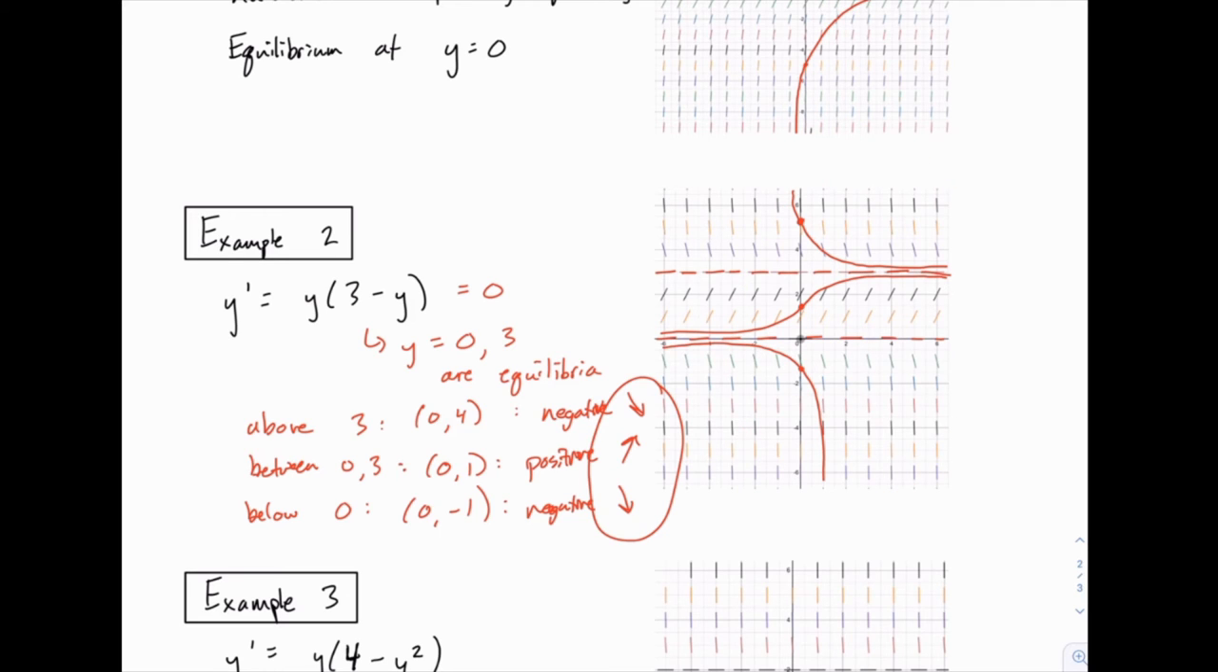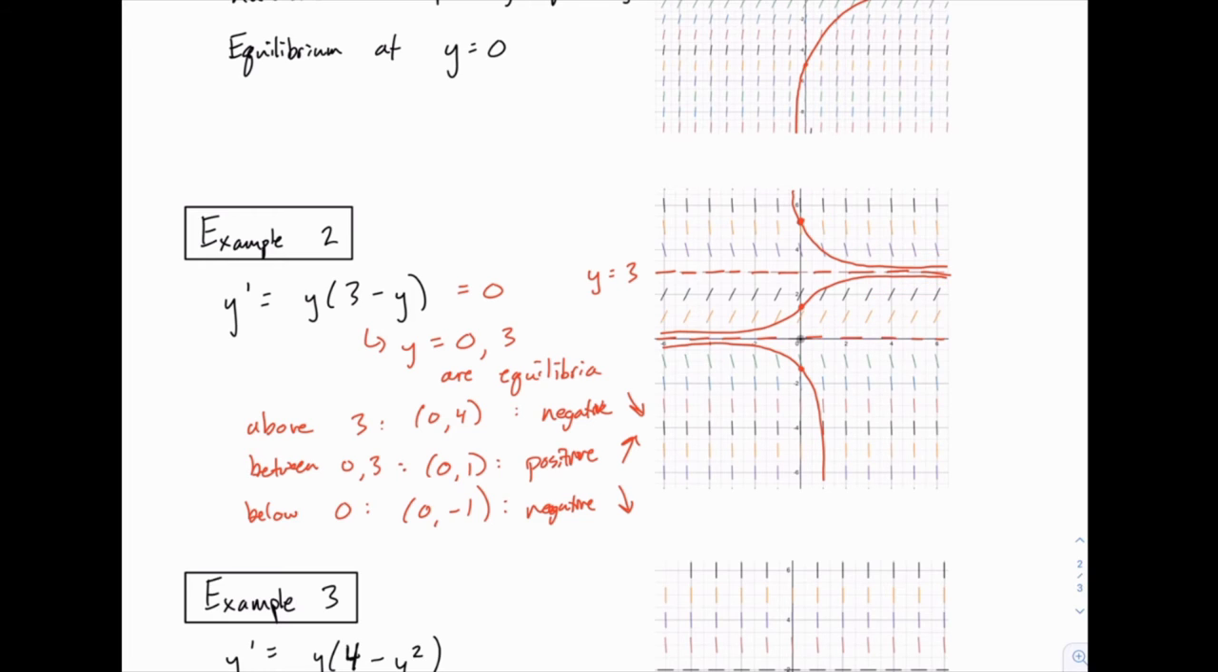Now let's take that one step further. If we look at the equilibrium y equals 3, the solutions above it are trending downward toward it, and the solutions below it are trending upward, again, toward it. So on both sides, solutions are coming down and up toward the equilibrium. Everything's approaching that equilibrium. That's where solutions are trying to get to.